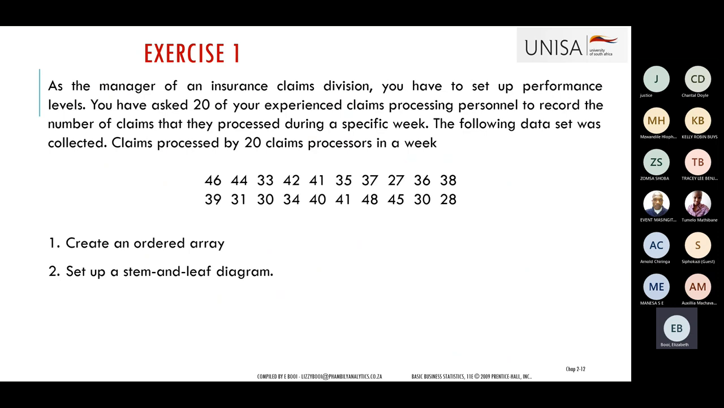It's 46, 44, 33, 42, 41, 35, 37, 30, 27, 36, 38, 39, 31, 30, 34, 40, 41, 48, 45, 30, and 28. The question here is, can you create an ordered array, meaning arrange this data from lowest value to the highest value? And once you have done that, can you set up a stem and leaf diagram? I know that it's not going to be easy for you to share your picture, but if you are able to share it, you can do that on the chat so that everybody can also see.